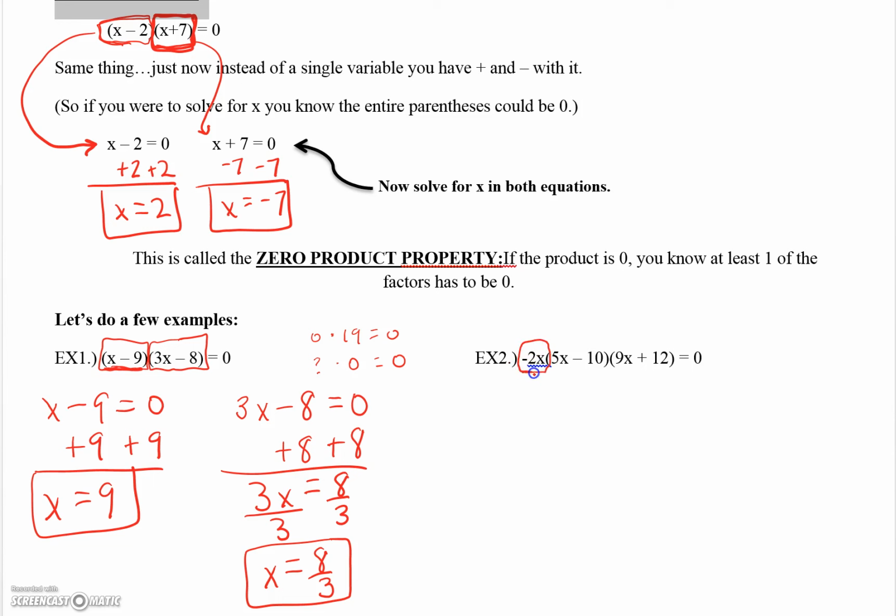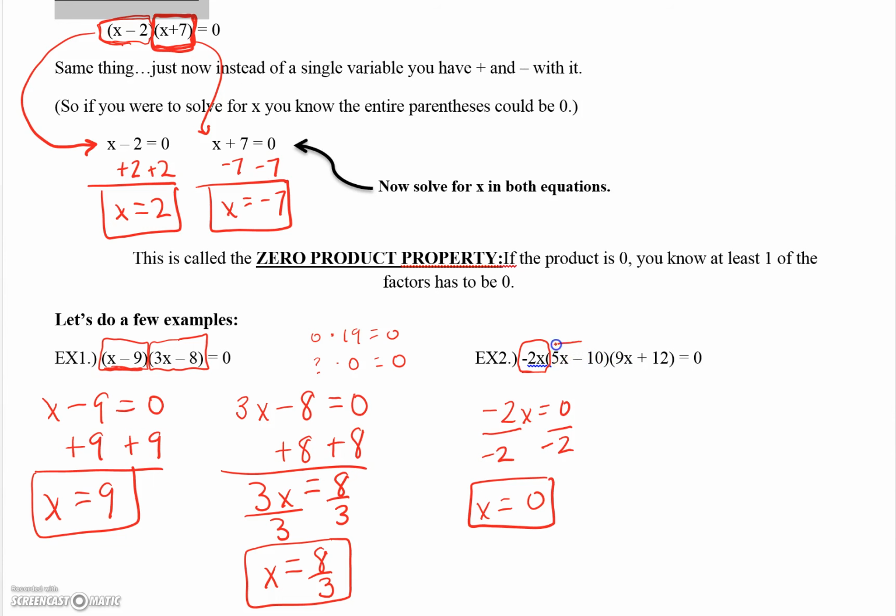I know that this entire quantity out here could be 0. So negative 2x equals 0. I'm going to get x by itself and get 0. So 0 in this case is actually an answer.